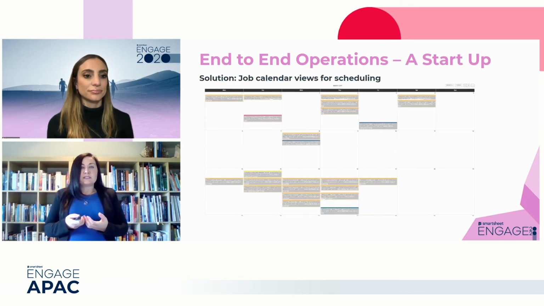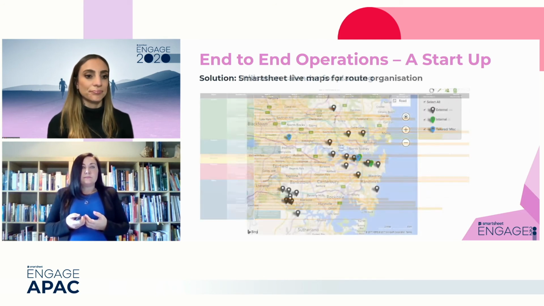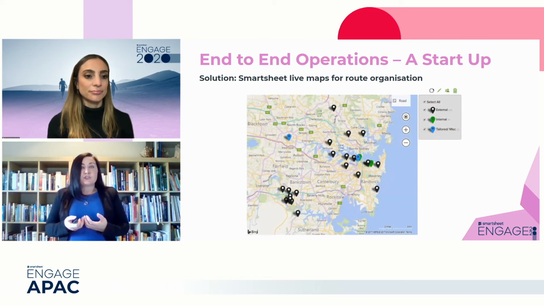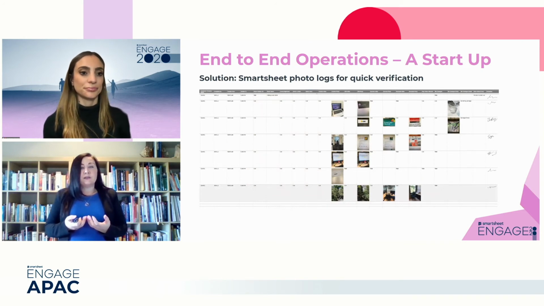So job calendars for visual scheduling support, utilization calendars for forecasting and planning, live maps to coordinate the shortest routes for removals and installs. These are the photos uploaded by AppSheet. The preview enables quick verification and quality checks.